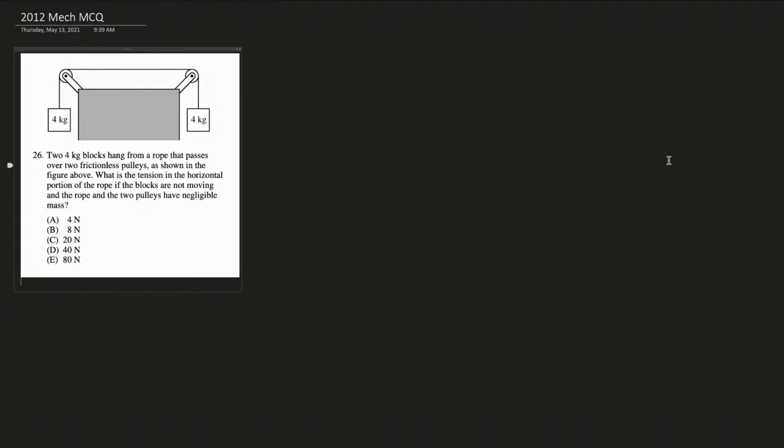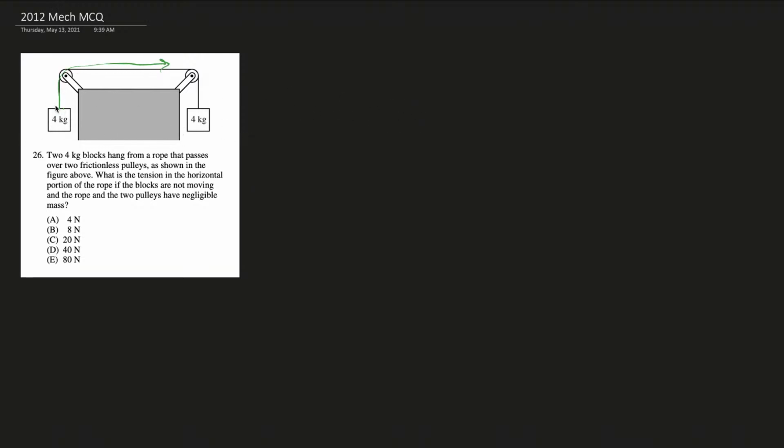Okay, two 4-kilogram blocks hang from a rope that passes over the two frictionless pulleys as shown in the figure above. What is the tension in the horizontal portion of the rope if the blocks are not moving and the rope and the two pulleys have negligible mass? Again, because the pulleys are negligible, the tension across the rope is going to be the same.